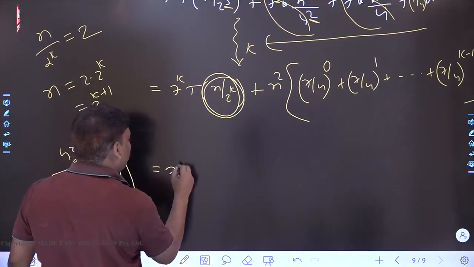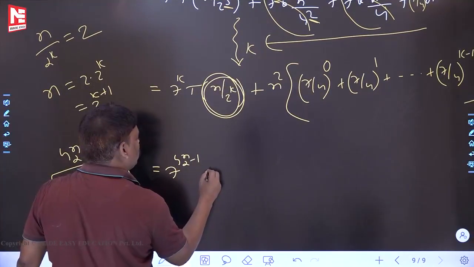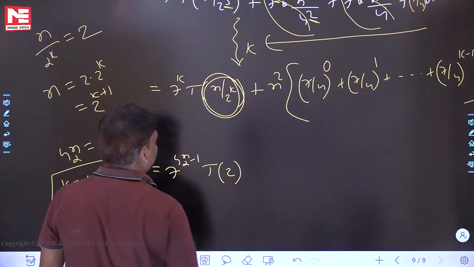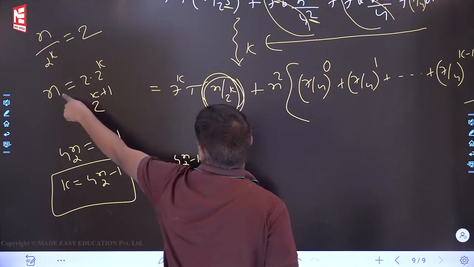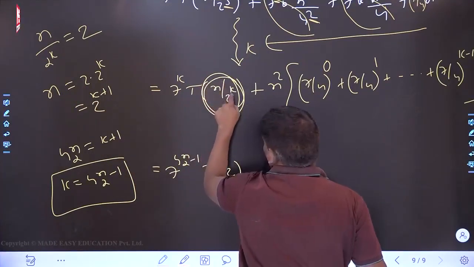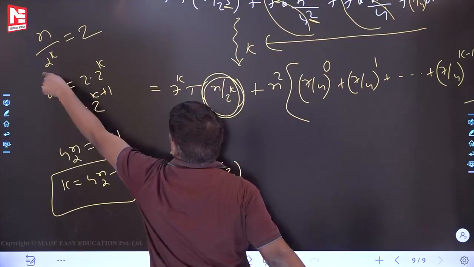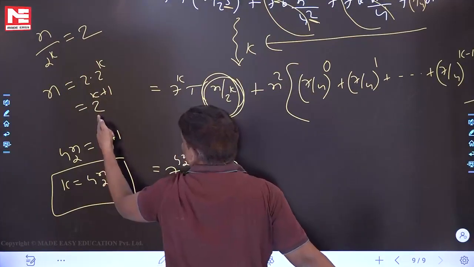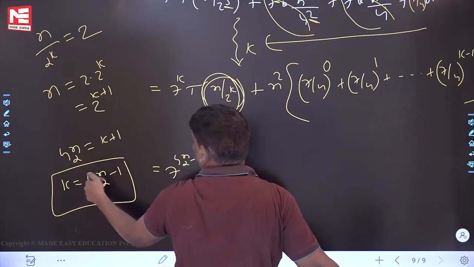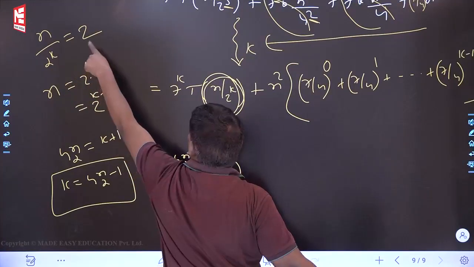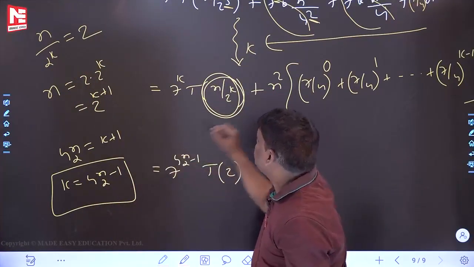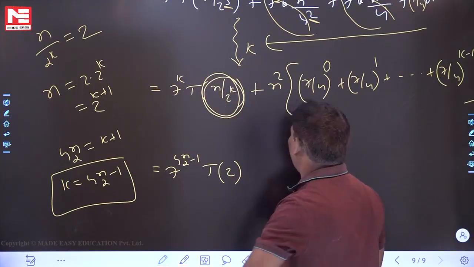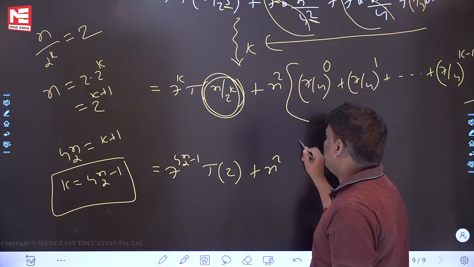Substitute here: 7 power log n base 2 minus 1, it will become T of 2. Right? Some people are asking how this is 2. Same way, by keeping k, n by 2 power k becomes 2. Finally, k becomes like this. Everyone knows n by 2 power k is equal to 2. If you replace k by log n base 2 minus 1, the same 2 will come. If you want, you can verify. n square, right? This series.